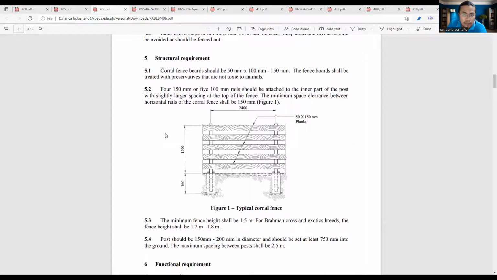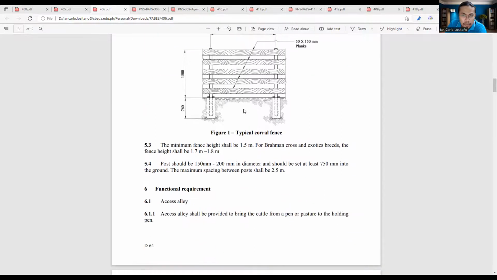And then you have 4 to 5 100 millimeter rails attached to the inner part of the post. Okay, those are the boards. Okay, 4 to 5 of them should be attached to the rails. This is to contain the animals and avoid them from going out. And then you have here the identification of the fencing requirements: the fence height shall be 1.7 to 1.8 meters, and the post should be 150 millimeters to 200 millimeters in diameter, and should be set at least 750 millimeters into the ground.